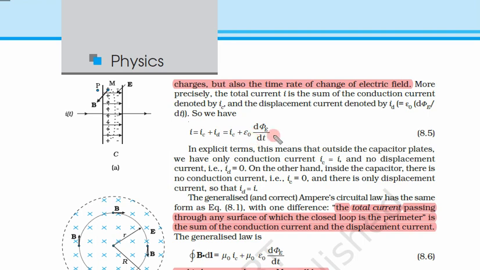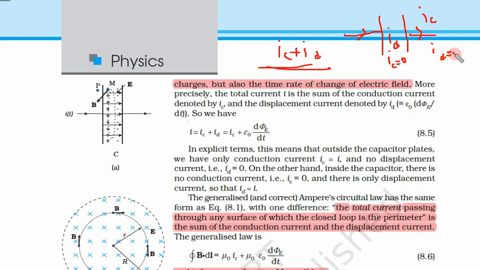So now we have corrected Ampere's circuital law and we found there is not only conduction current, there is one additional current which is called displacement current. So inside the capacitor we have displacement current and conduction current is equal to 0. Outside, on both sides, we have conduction current and displacement current equal to 0. So in any case the total current is I, which is the sum of IC plus ID, and ID we have calculated as epsilon 0 d phi E by dt.